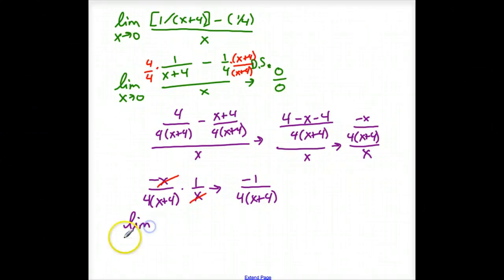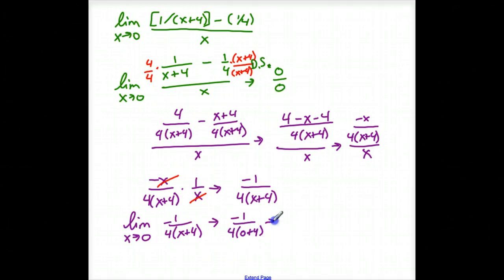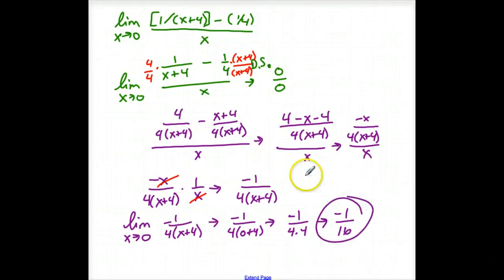Now that I've simplified this, I want to take the limit of it. So I've got a new function that's similar to the first one. It's equivalent, but I'm going to try direct substitution in this one. It's just a different form, and maybe I'll get an answer that is not indeterminate. And I do. So now I have the limit of this function, which is negative 1 over 16. So that type of problem will be on your homework. Make sure you know how to do that. And ask me questions if you have any.